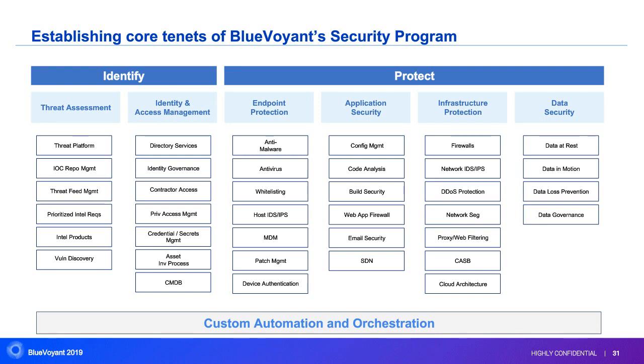Now, the second part of that equation is then understanding what assets are being used to connect to your infrastructure. Right? So do you know exactly what they are? Do you know who's using them? And do you have a centralized inventory of those assets so that you're able to feed that telemetry into your authorization decision?